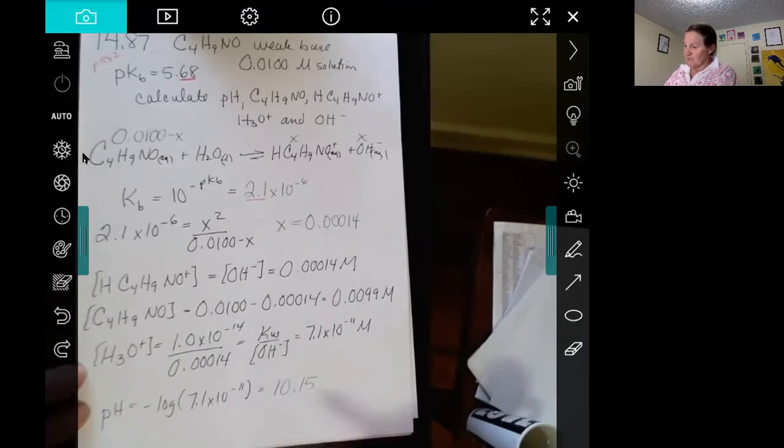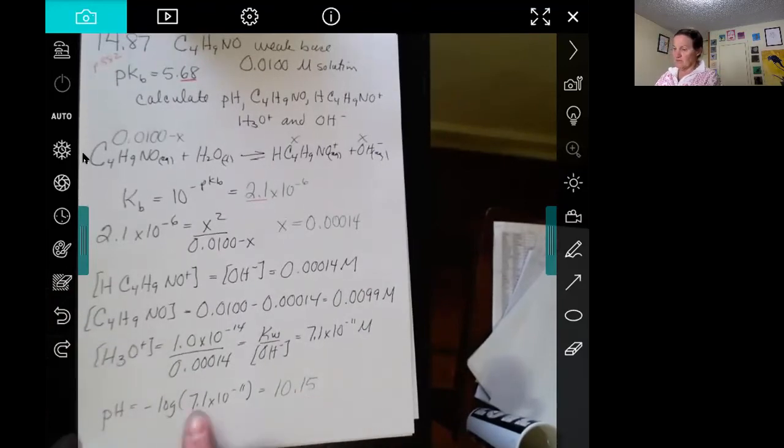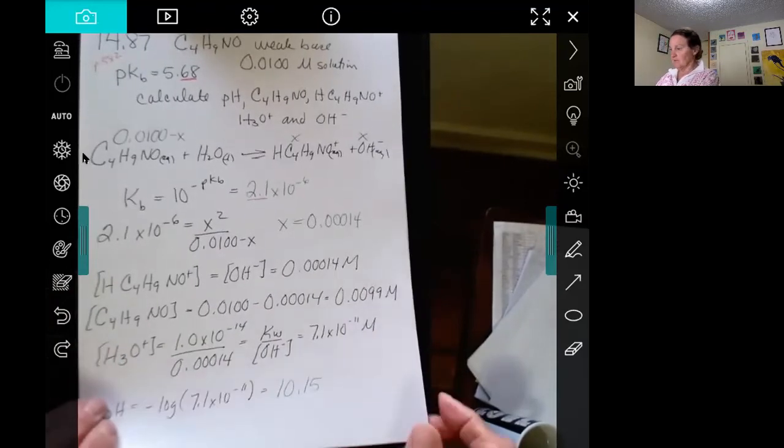That gives us a pH of 10.15. So a very basic solution. 2 sig figs to the right of the decimal because of 2 sig figs in the number.